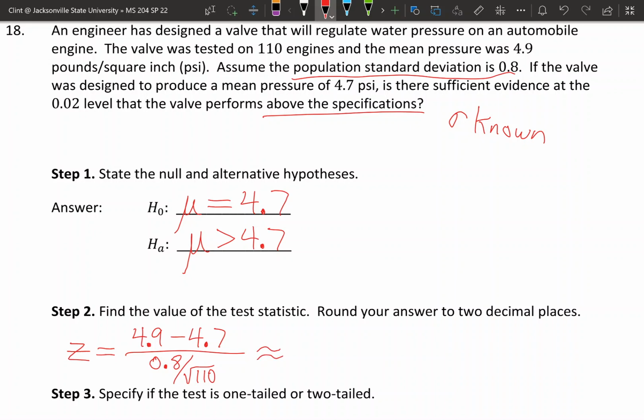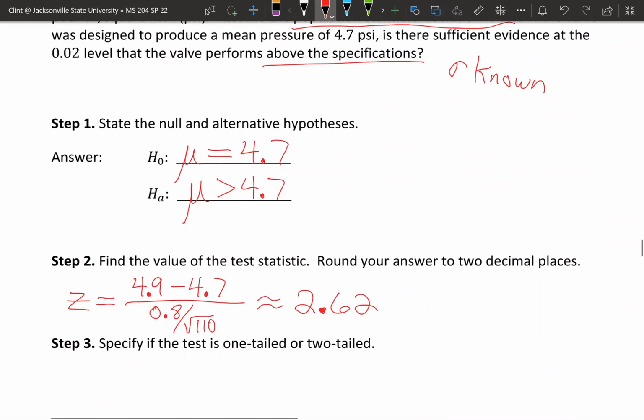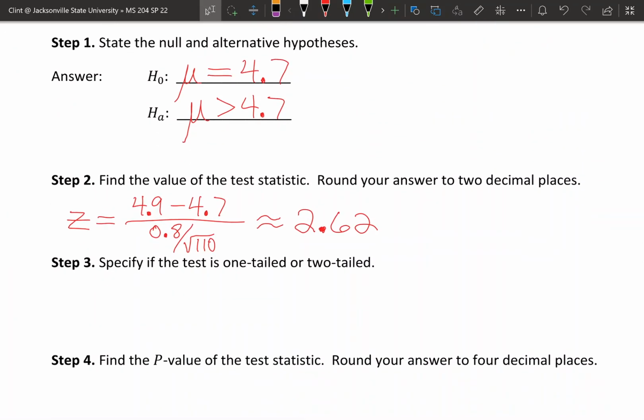Let's see what we get there. I'm getting 2.62. My test statistic. Greater than points to the right, so this is a one-tailed test, but beyond that, it's right-tailed.